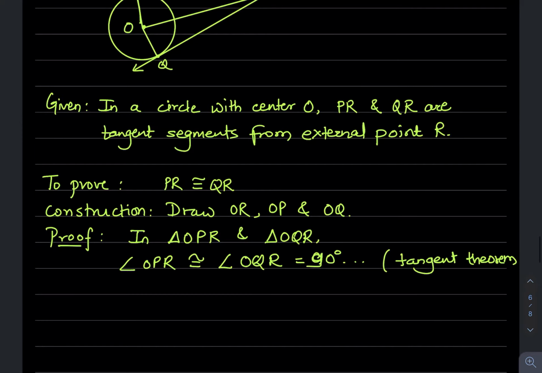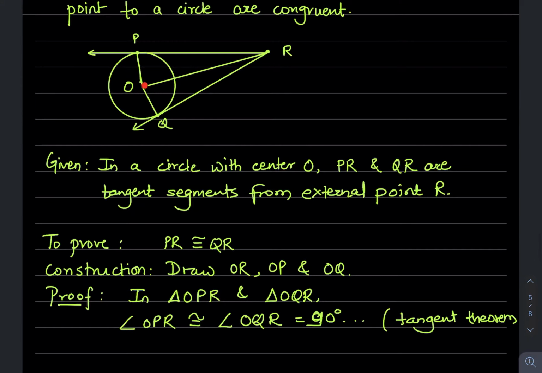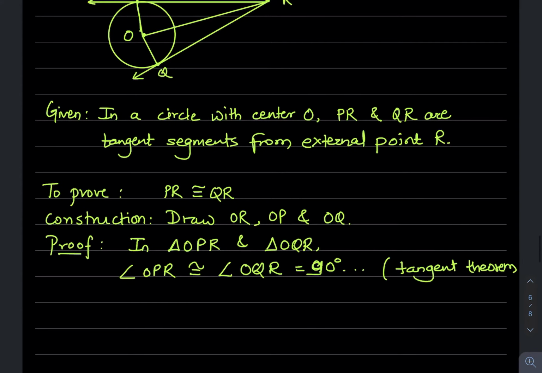Now second, these two triangles OPR and OQR are right angle triangles, because this angle is right angle, this angle is right angle. So both are right angle triangles, and there is one test which is specially for right angle triangles. The test for congruency is hypotenuse side test. What this test tells is that if there are two right angle triangles, then their hypotenuse are congruent, and other than hypotenuse one side should be congruent, then the two triangles are congruent by hypotenuse side test.